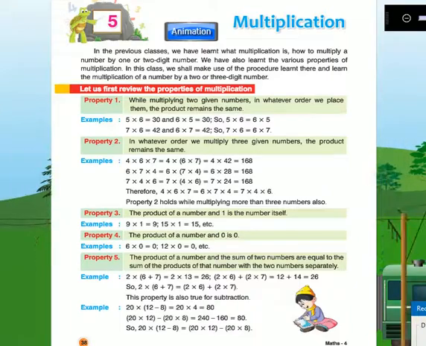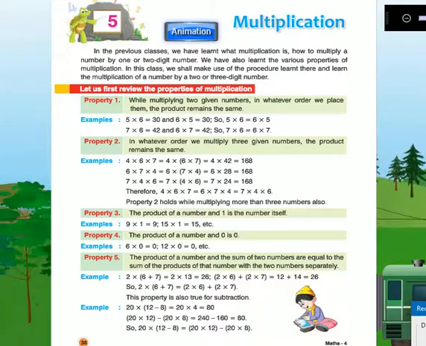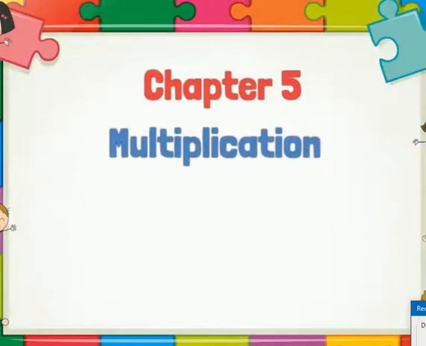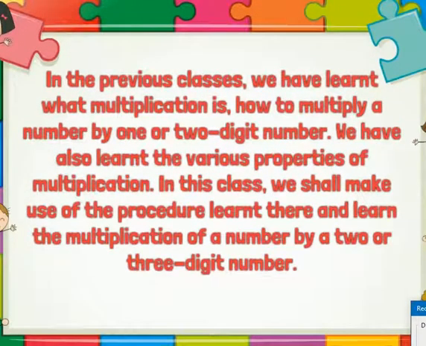Chapter 5 Multiplication. In the previous classes, we have learned what multiplication is, how to multiply a number by a one or two-digit number. We have also learned the various properties of multiplication. In this class, we shall make use of the procedure learned there and learn the multiplication of a number by a two- or three-digit number.